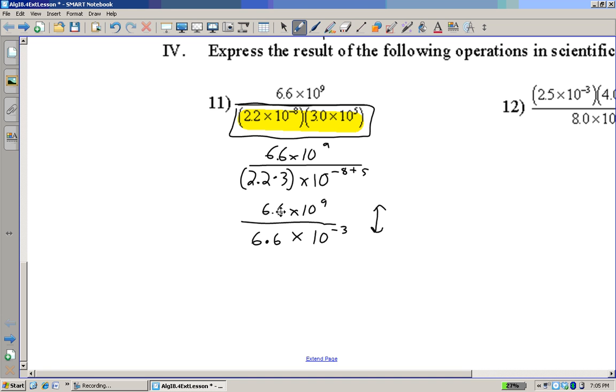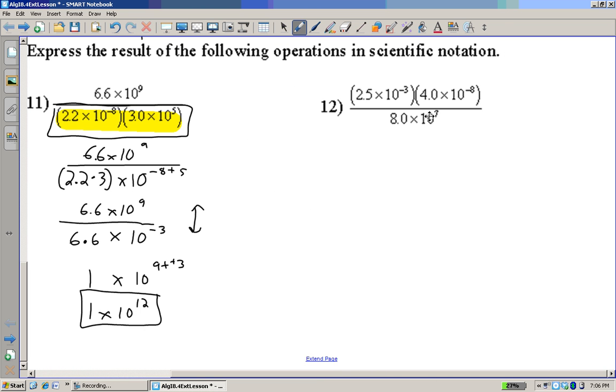6 and 6/10 divided by 6 and 6/10 is 1 times 10 to the 9 minus -3. Again, because we have this division here, we subtract instead of what we did here, which was add. Multiplication of like bases, add your exponents. Division of like bases, subtract your exponents. So now let's finish this out. Keep, change. This is 9 plus 3 is 12. And that's it. 1 times 10 to the 12th power.